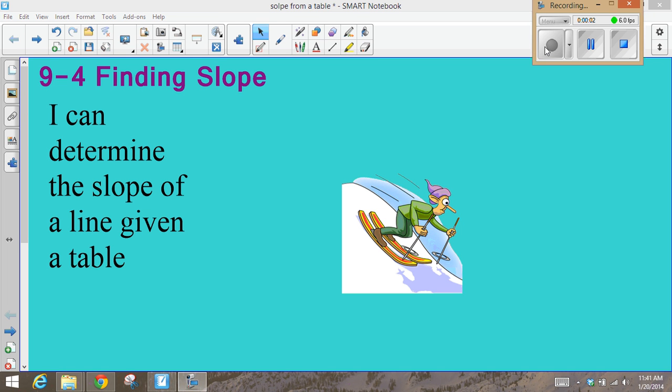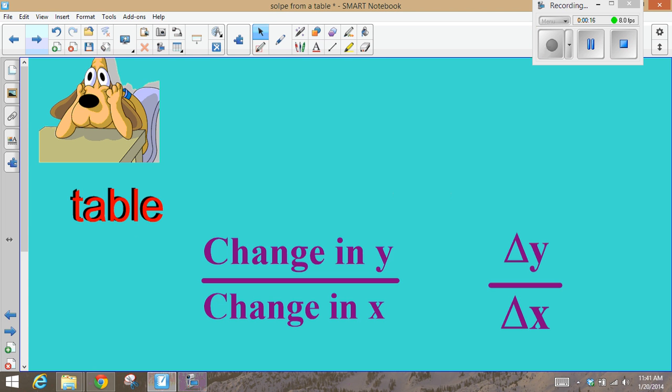All right, we're going to talk about finding slope today. I can determine the slope of a line given a table. Now, we've looked at slopes from lines and points and stuff like that from graphs, but today we're going to look at just if you're given a table, how would you find the slope of that line?